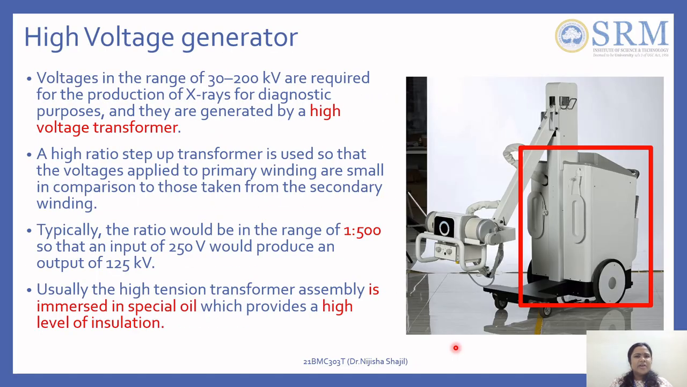So how do you generate this high voltage? Naturally you need a transformer. From the mains, you need a high voltage transformer to step this up and bring it to 30 to 200 kilovolts. So you have step-up transformers with windings. The ratio will usually be 1:500, so that 250 volts is converted into 125 kilovolts. This whole unit is immersed in a special oil with a high level of insulation, also for heat dissipation. In an X-ray machine, the generator part alone will be a very big system.